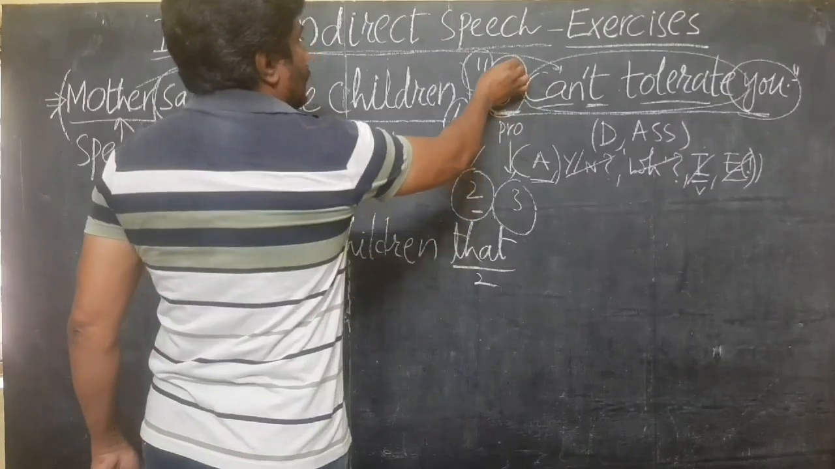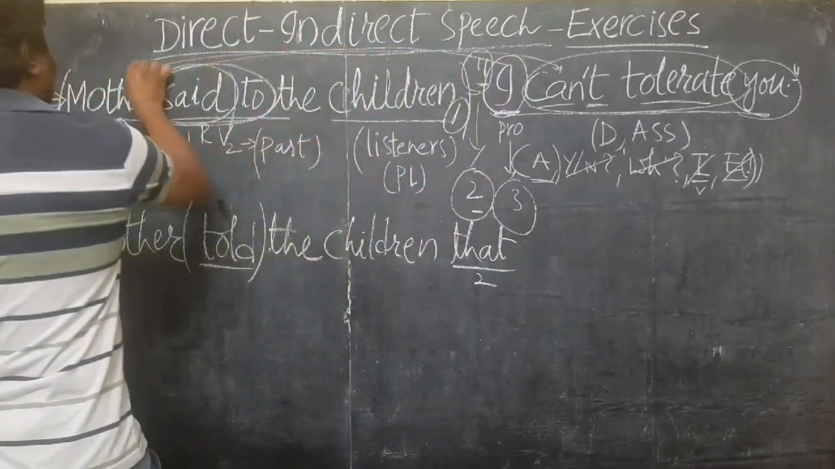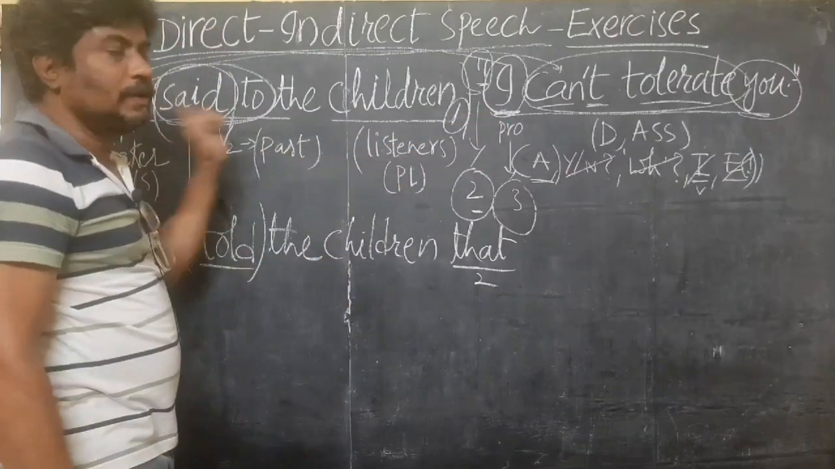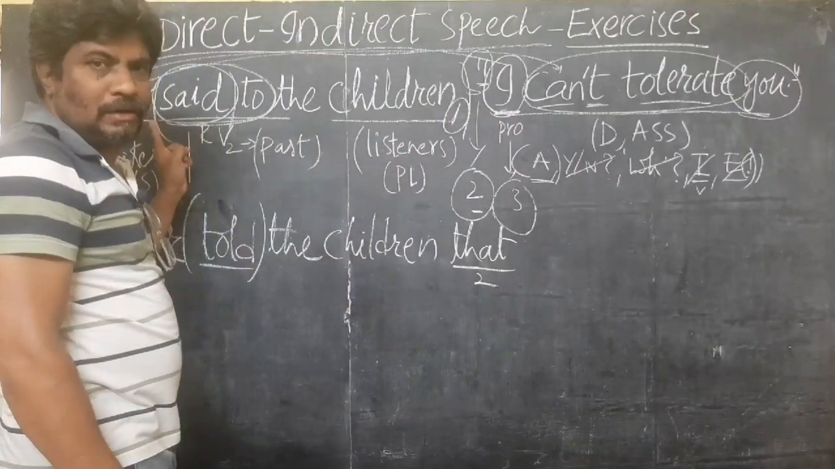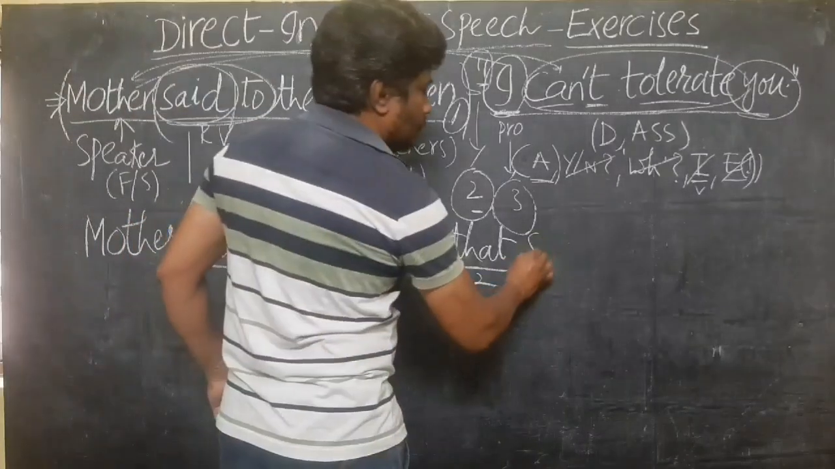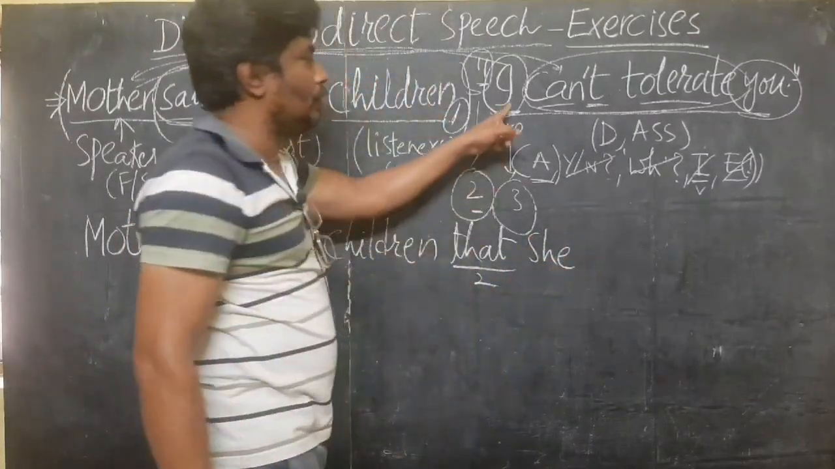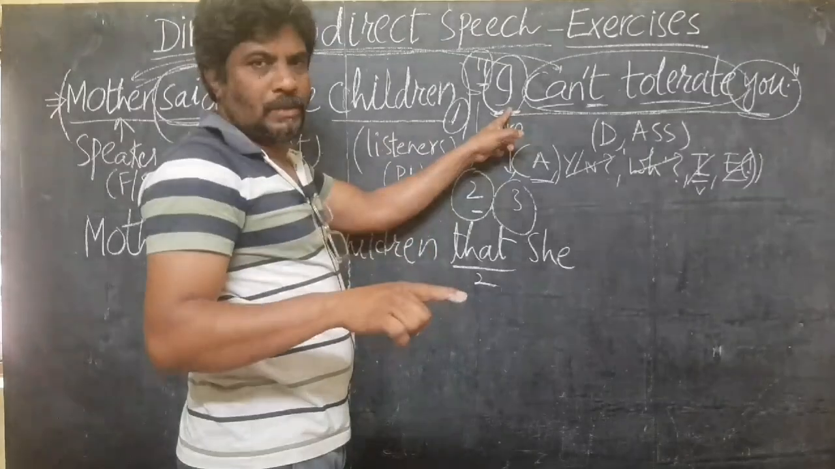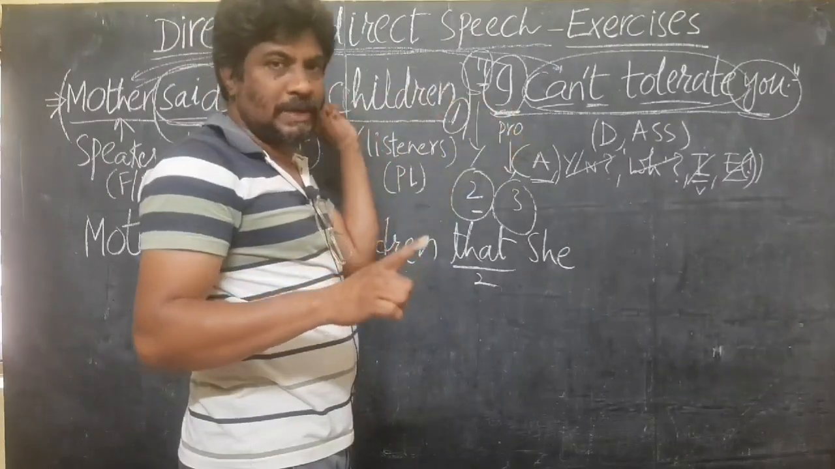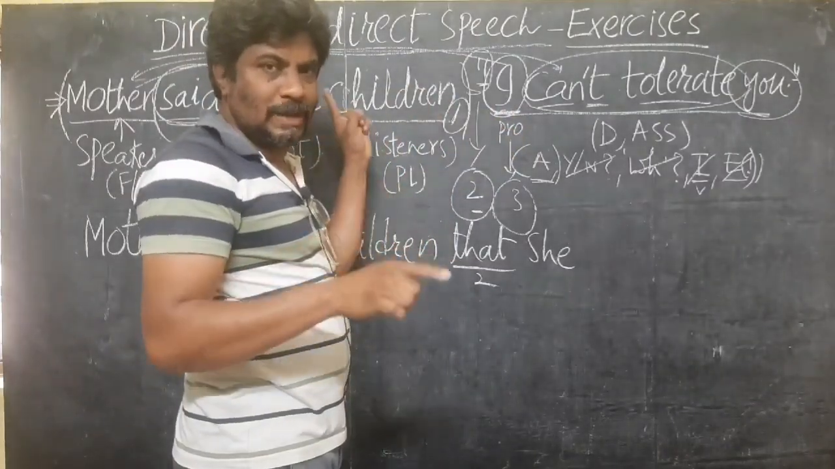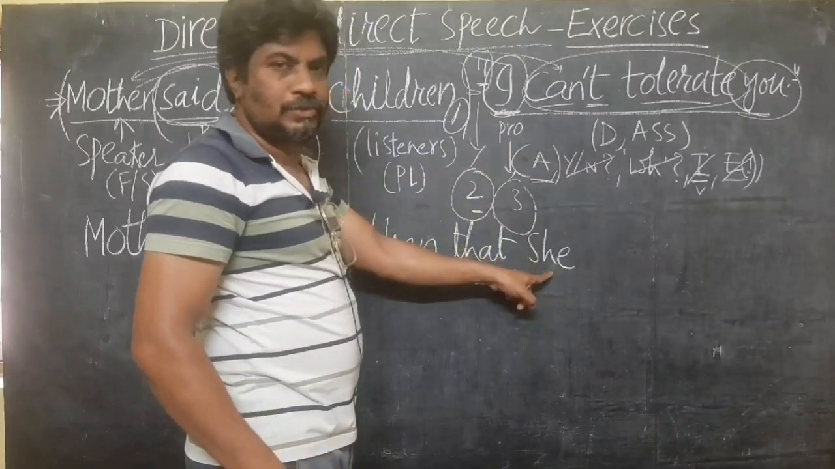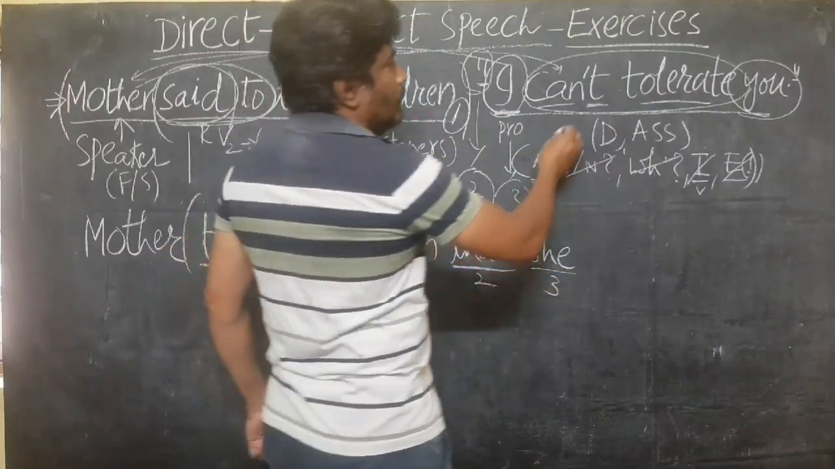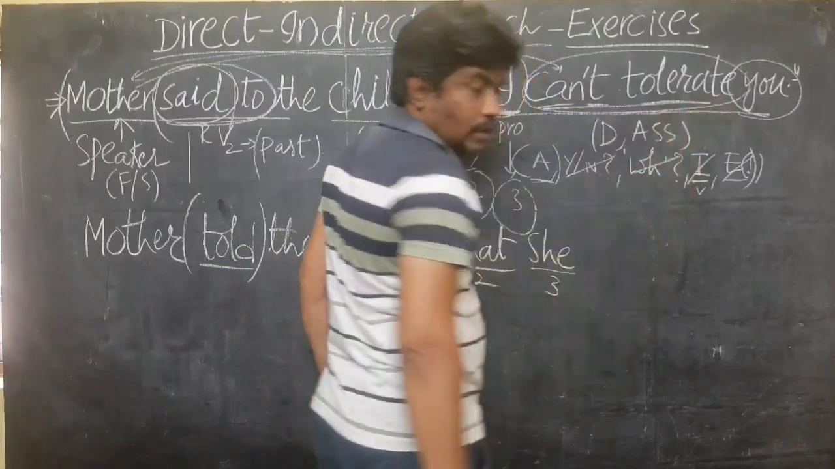Who does this I give reference to? I here is mother. I refers to mother. Mother is female. So here it changes to she. As I've told you already, I changes to either he or she, depending on the speaker. Here the speaker is mother and mother is female, hence I changes to she. The third change is completed.